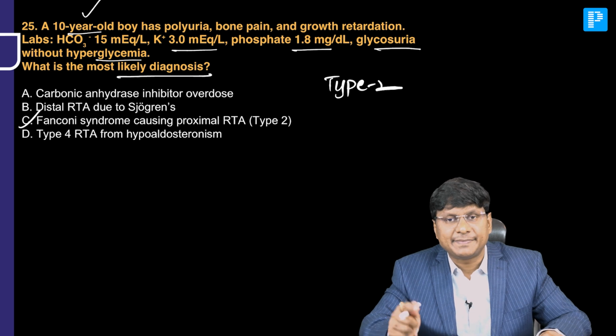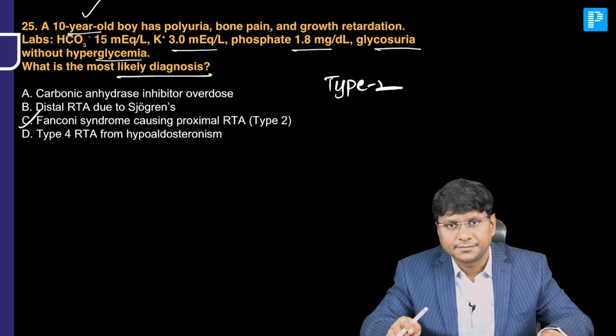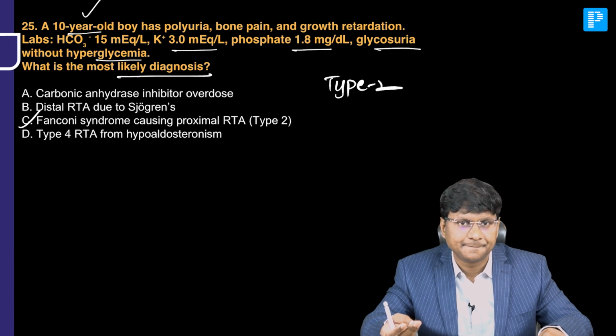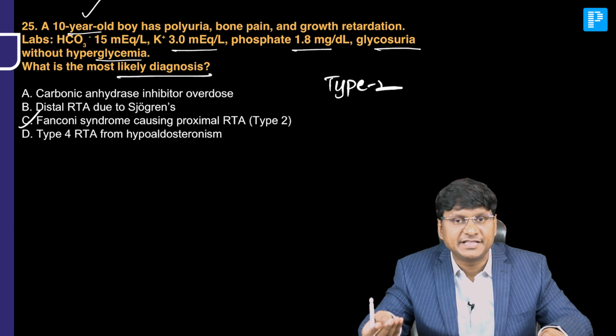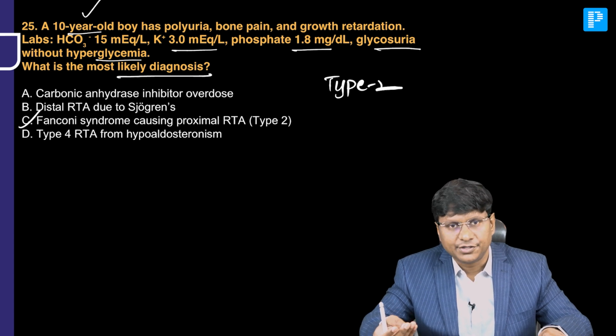In case of Fanconi's, the pathology is at the level of proximal convoluted tubule. So there is no 1-alpha hydroxylase, no vitamin D, so growth retardation. And there is also bone pain because there is hypocalcemia. And water reabsorption will not be there because there is injury to the PCT or problem in the PCT. That is the reason why there is polyuria.